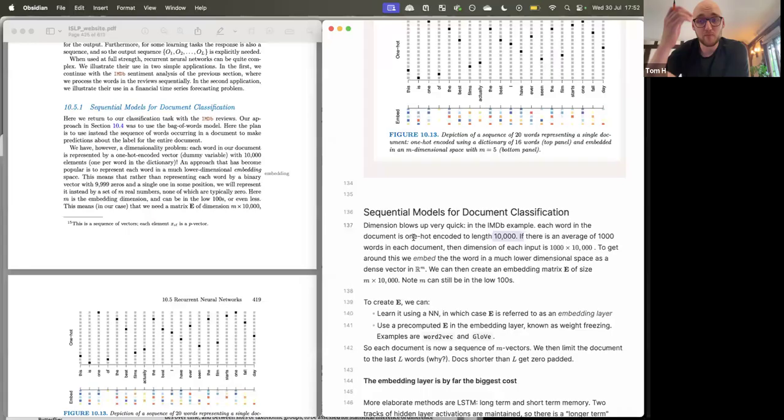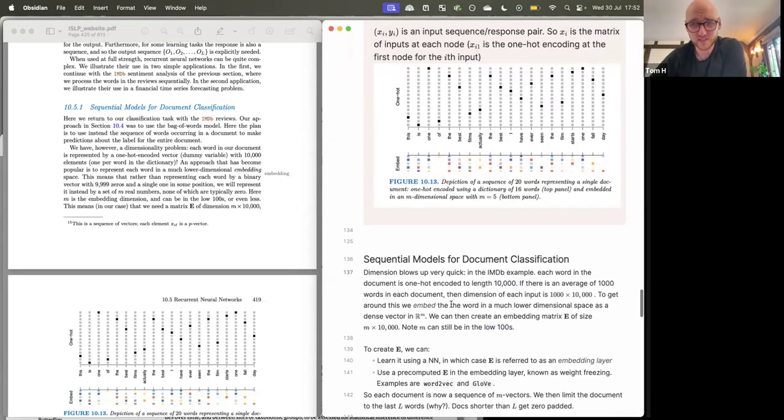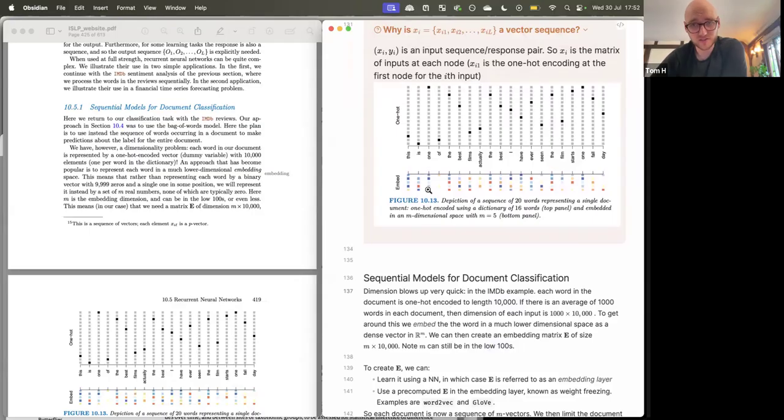So to get around this, you can embed the word in a lower dimensional space, and hopefully as a dense vector in RM, so real numbers, rather than a one-hot vector. M can still be pretty large, so it says here in the low hundreds, which to me is large, but probably in computer science terms isn't very large. And that's what this visualization is showing at the bottom. So you go from a one-hot long vector to a dense, much shorter vector, and where the color is your real value.